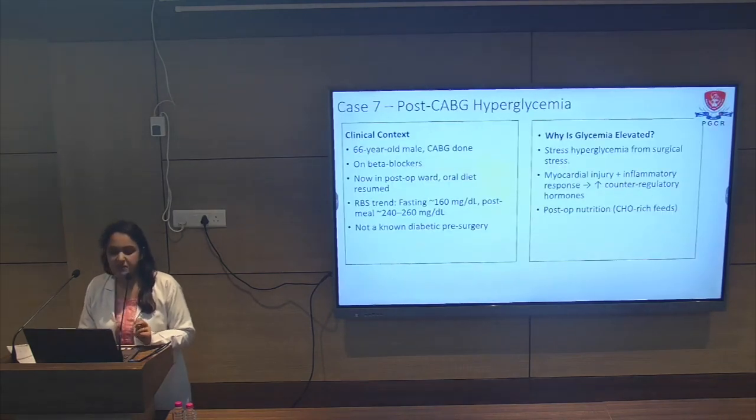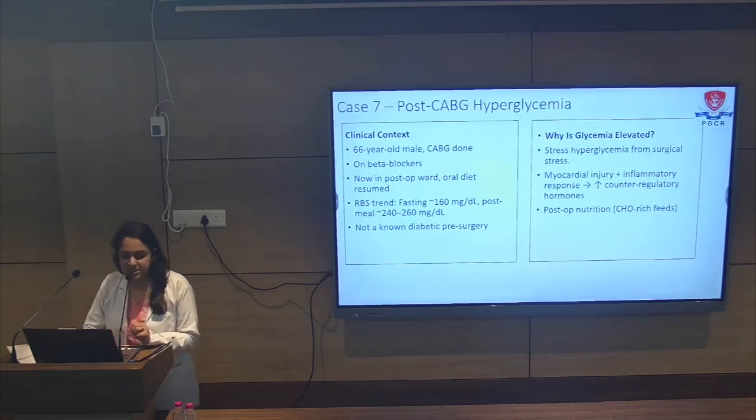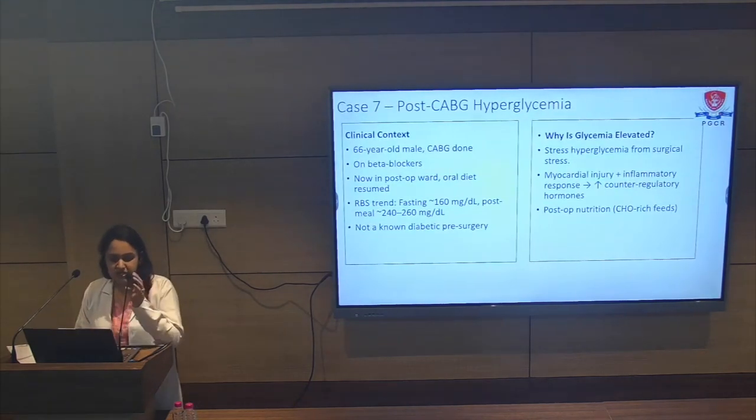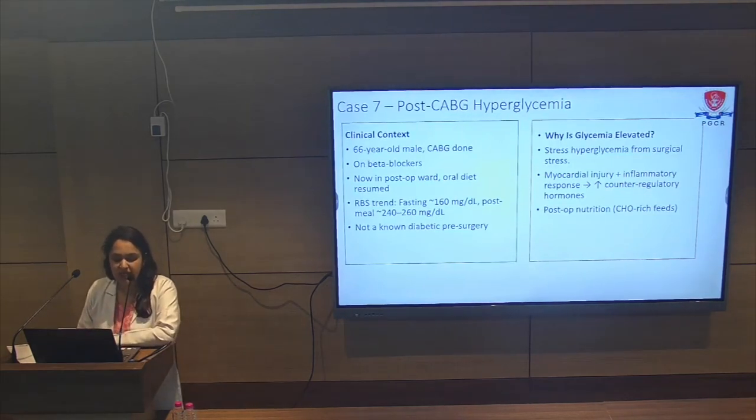Now this is a patient, a 66-year-old male, post CABG. The patient is post-operatively in the ward and oral diet has been resumed. The blood glucose trends now are that the fasting levels are around 160 mg per deciliter and post meal around 240 to 260 mg per deciliter. The patient was not a known diabetic pre-surgery.